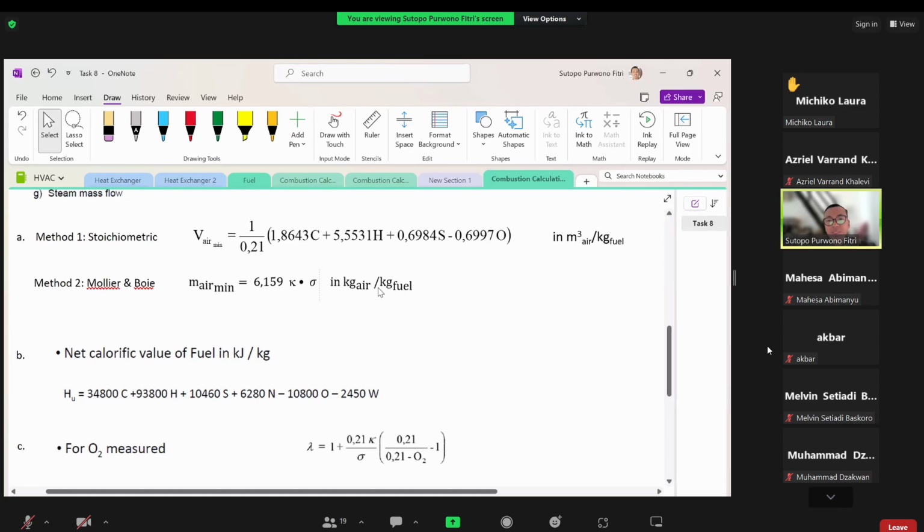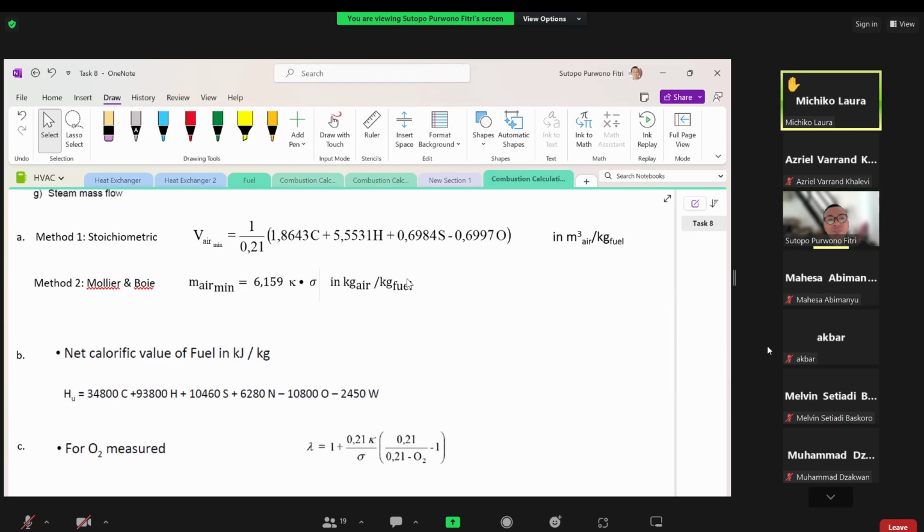For example, carbon 86.2%. Just put it as 0.862 in the formula. All right, sir. And I have one more question. For the calculation of net calorific value, do we not include the ash content, sir?